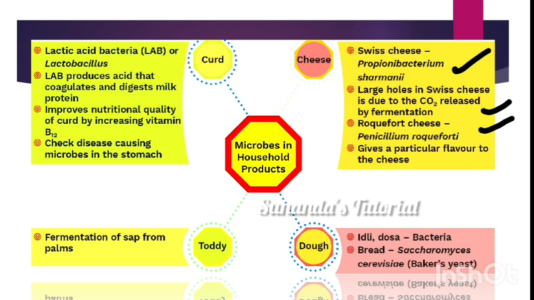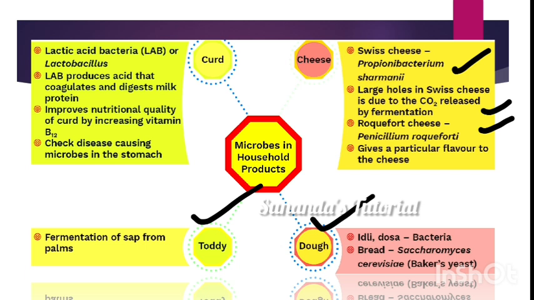Next, we can also produce dough for idli, dosa, and bread by using Saccharomyces cerevisiae, or commonly called baker's yeast. This baker's yeast makes the bread fluffy. Next, we can also produce toddy by fermenting the sap of palm trees. So these are different household products which can be produced by using microorganisms.